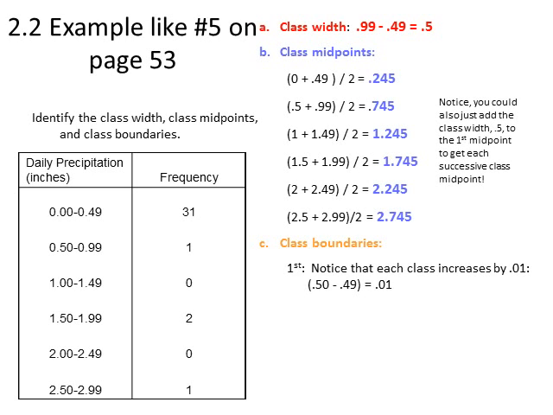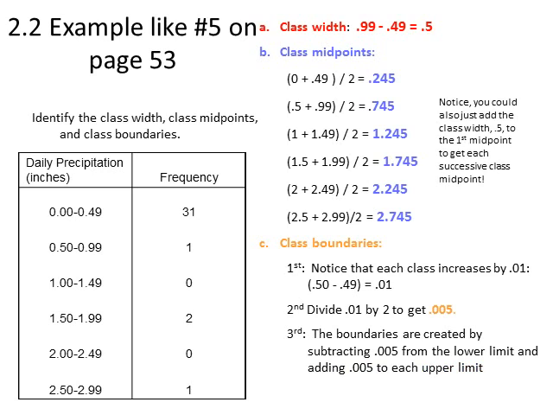Okay, the class boundaries are going to really help us when we graph a frequency distribution. And so each class increases by 0.01. How do I know that? Well, I take the number that it ends with. So the first class ends with 0.49, and the number that the next class begins with is 0.50. So that's a jump of 0.01 or 1/100th. So each class is jumping by that much from the end of one class to the beginning of the next. And then what we want to do is half that number. So divide that by 2 and you get 0.005.